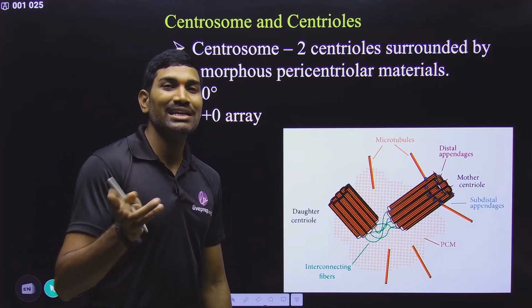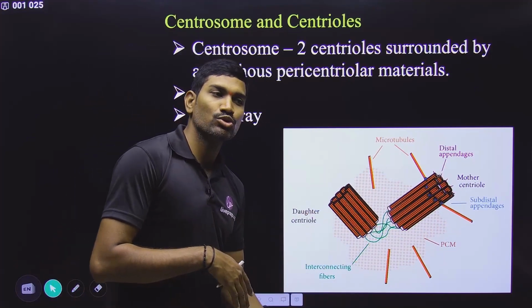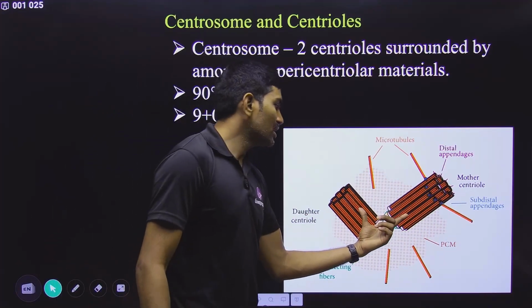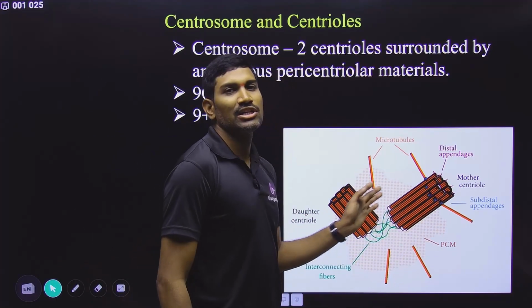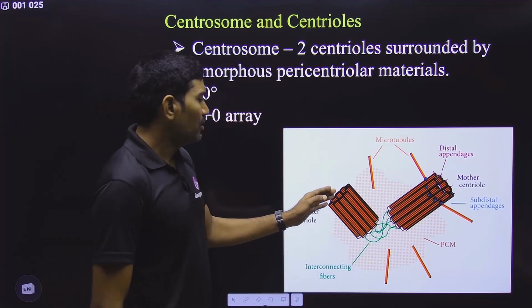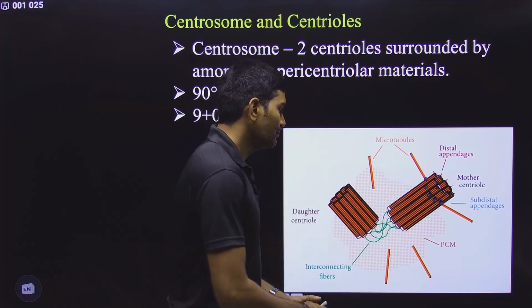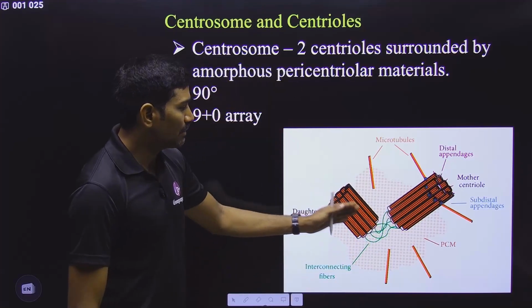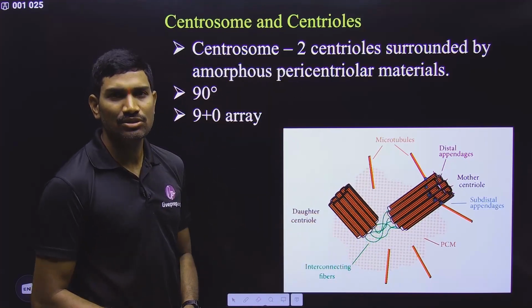Some students are not getting the difference between what is a centrosome and what is a centriole. So one centrosome is equal to 2 centrioles plus pericentriolar material. This is about the centrosome. Now we can focus on one single centriole. But before going with this, what is the angle between these two? They are present perpendicular to each other, 90 degrees to each other.